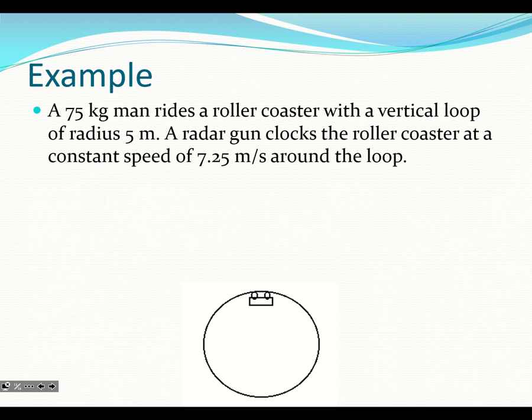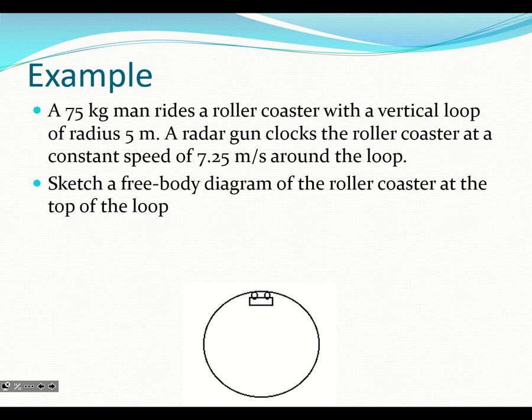A 75 kilogram man rides a roller coaster with a vertical loop of radius 5 meters. The radar gun clocks the roller coaster at a constant speed of 7.25 meters per second around the loop. Sketch a free body diagram of the roller coaster at the top of the loop. So gravity's easy. Gravity's downwards. And the other force acting on this is weird. If you think of what the other force would be, well, what would it be?